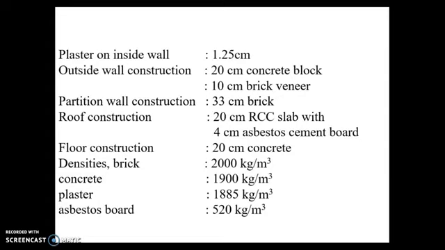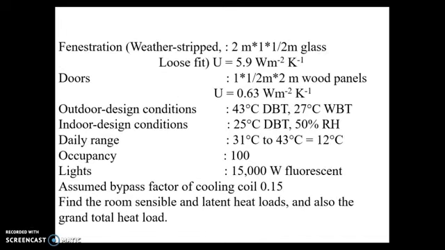Partition wall constructions are 30 centimeter brick. The roof construction is 20 centimeter reinforced concrete cement slab with 4 centimeter asbestos cement board. The floor constructions are 20 centimeter concrete, and they gave the densities of the brick, concrete, plaster and asbestos board.